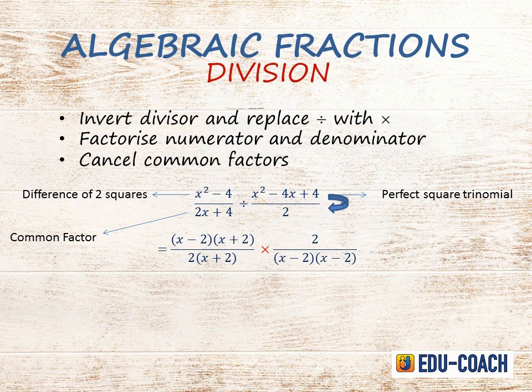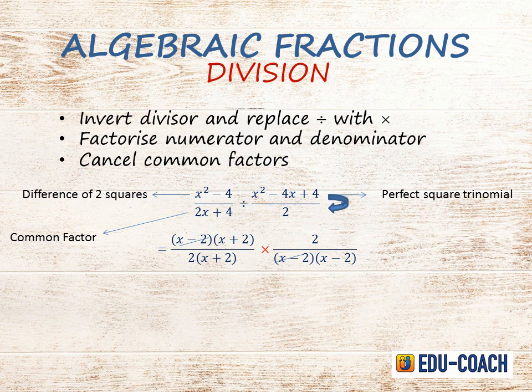In our second term, we have 2 at the top, and our denominator was x squared minus 4x plus 4, which we factorized to give us x minus 2 times x minus 2. And you can see that there are common factors in the numerator and the denominator. So we start cancelling our common factors.